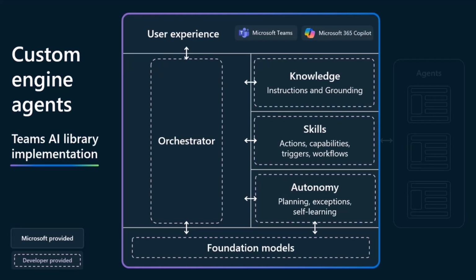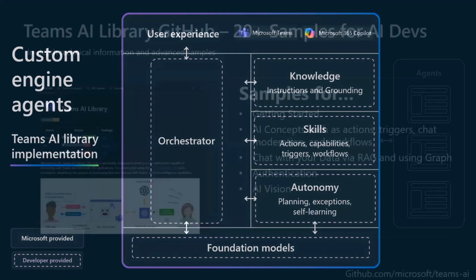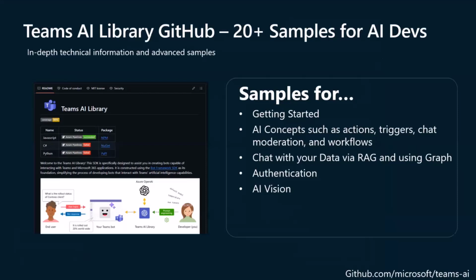If you want to dive deep into that next level of building your custom engine agent, you can check out the Teams AI library GitHub, where there are a lot of different samples covering all these concepts, including custom planning, custom orchestration, as well as more samples on AI actions, chat with your data, and authentication. Today we're going to be exploring one of the samples on custom orchestration with AutoGen.